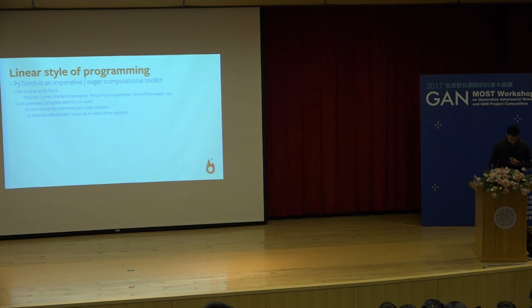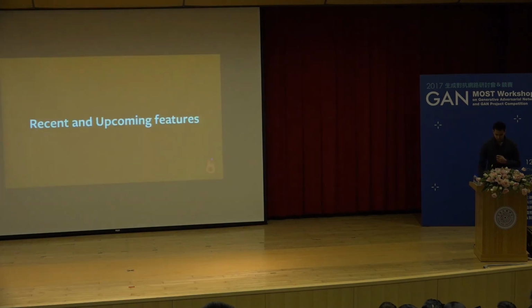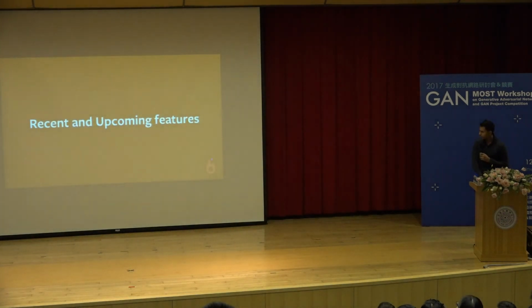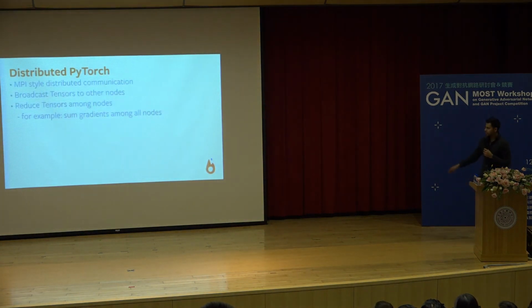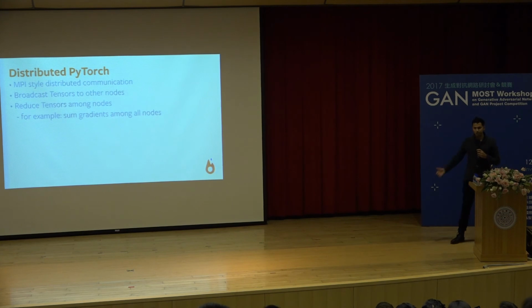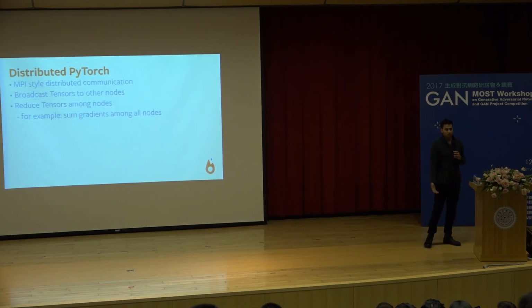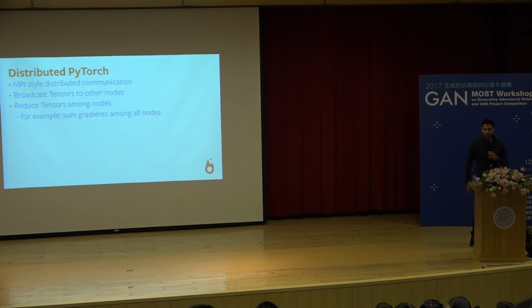Actually, there are 15 minutes left. I'll quickly go over some recent features of PyTorch. There's a distributed PyTorch that we introduced in 0.2, and you can train your model on multiple GPUs and multiple machines. We have trained on thousands of GPUs at once, and it's very stable, it works.